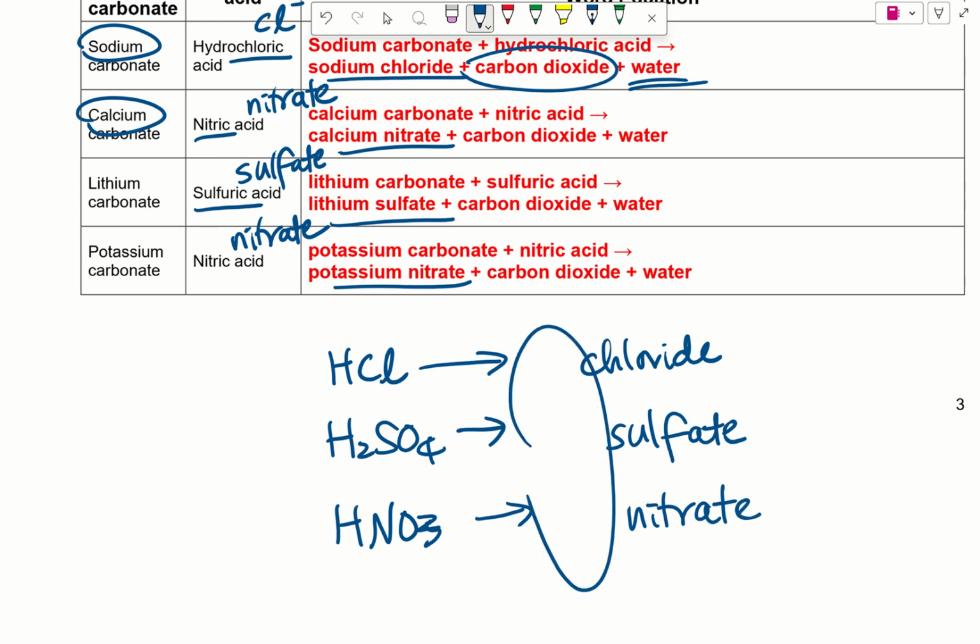But what is the name in front? It depends on what is the metal that was being used. Okay, what is the metal that is in the reactant? All right.